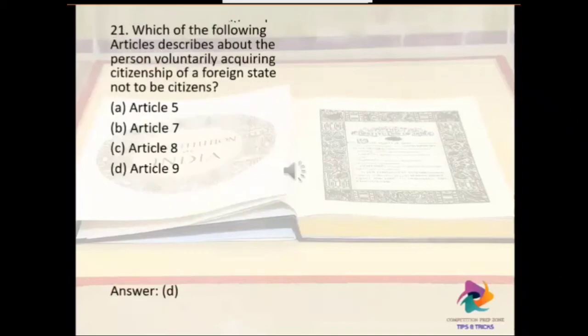21. Which of the following articles describes that a person voluntarily acquiring citizenship of a foreign state is not to be a citizen? A. Article 5, B. Article 7, C. Article 8, D. Article 9. And the correct option is D. That is Article 9.